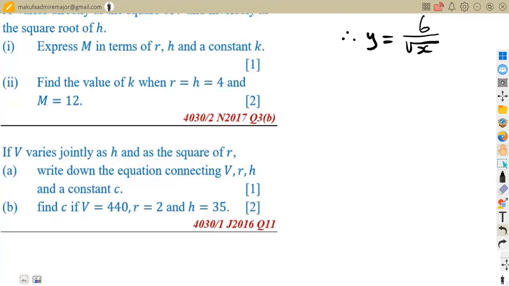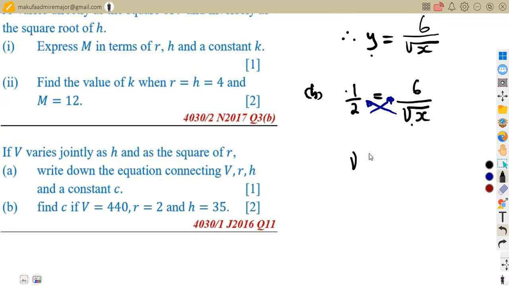Then we are calculating the value of x. So meaning to say in place of y, we are going to substitute a half. A half is equal to 6 over the square root of x. Find x from there. So it's an equation that you're supposed to play around with. Again, you can cross multiply until we have the square root on its own. So the square root of x times 1, that's the square root of x is equal to 2 times 6, which is 12 in this case.